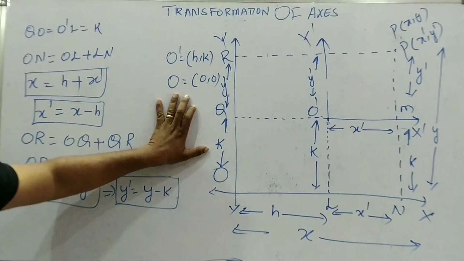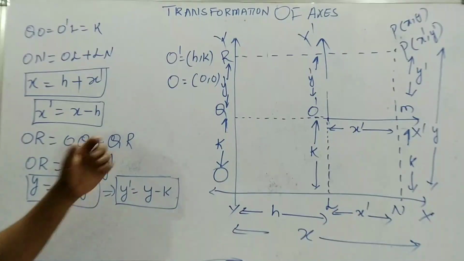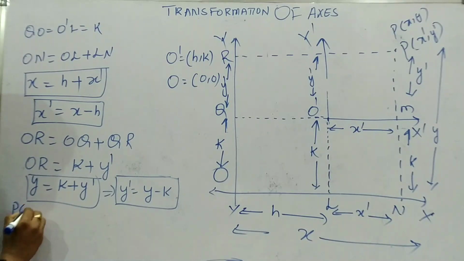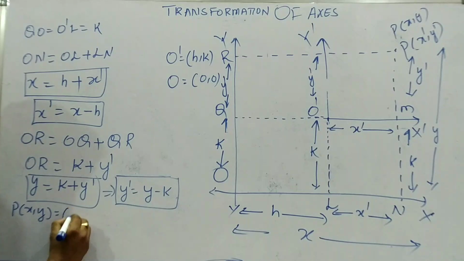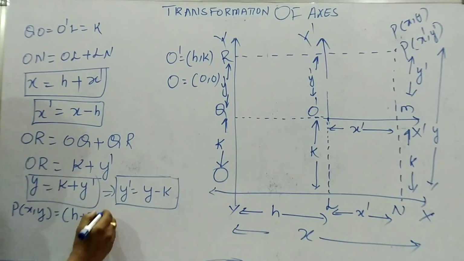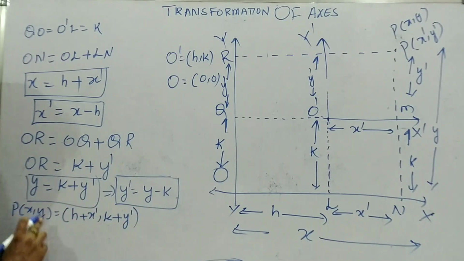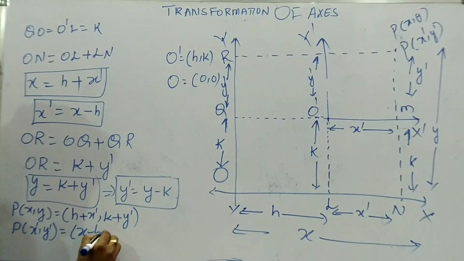Whenever we change the axis by transformation, we get P(x, y) and P(x', y'). Therefore P(x, y): x equals h plus x', and y equals k plus y'. This is P(x, y). Similarly, for P(x', y'), x' is nothing but x minus h, and y' is nothing but y minus k.